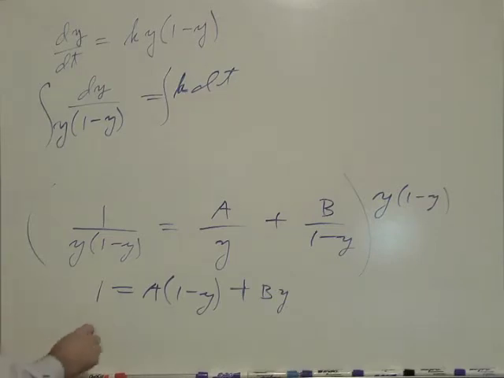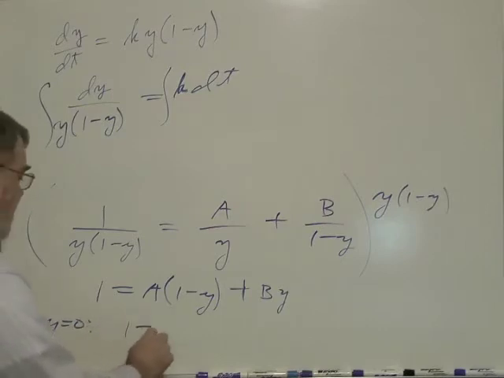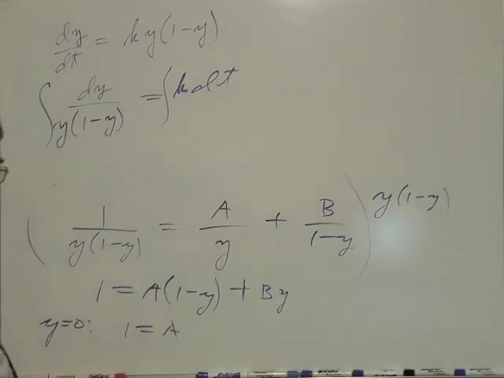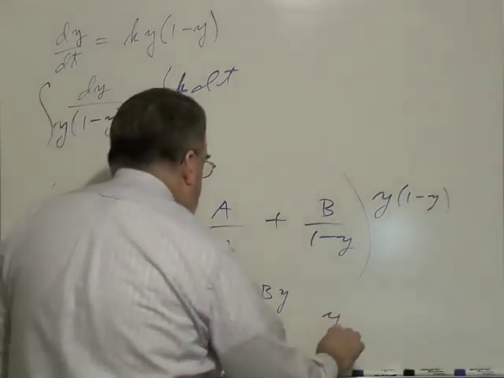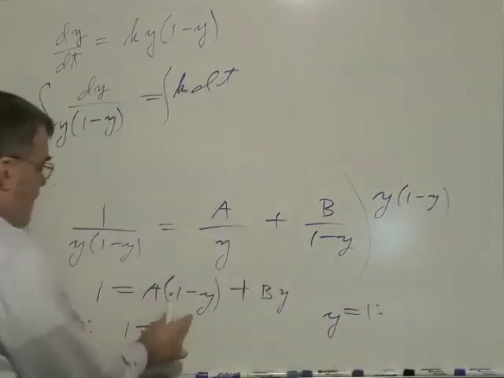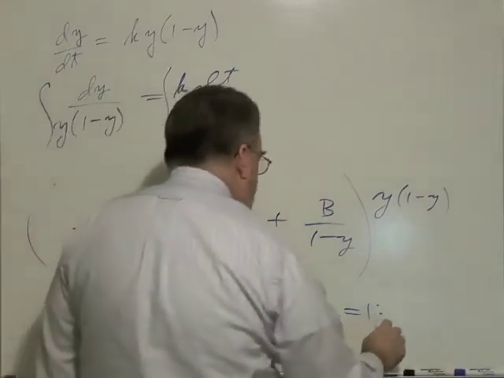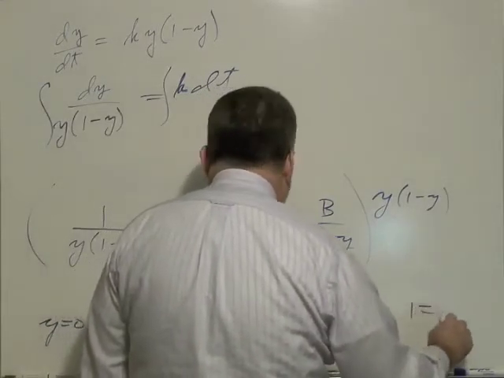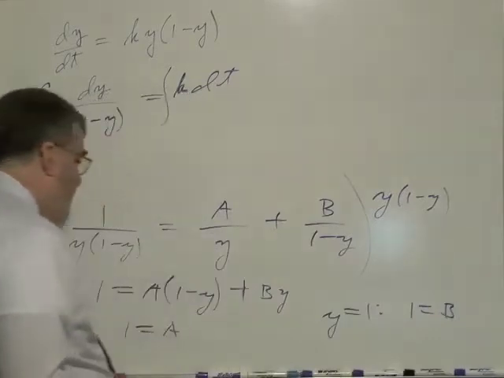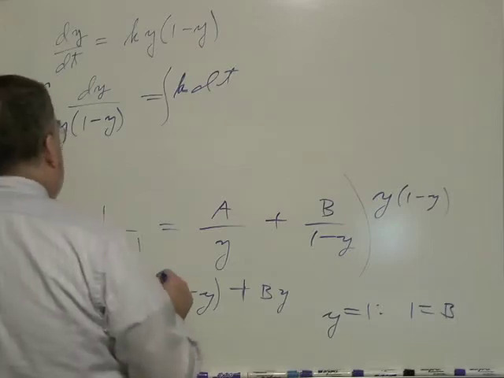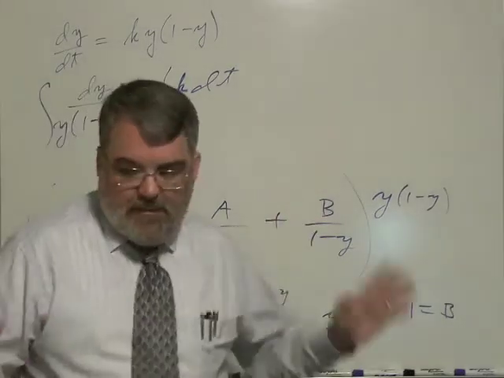All right, so let's suppose that y was equal to 0. If I plug that in, I have 1 equals A plus 0 times B, so A equals 1. And then if y was equal to 1, and I plug it in, this will be 0, so I have 1 equals 0 plus B. So 1 equals B. So A and B are both 1 in this case, which means I can rewrite this as, let me do some erasing.